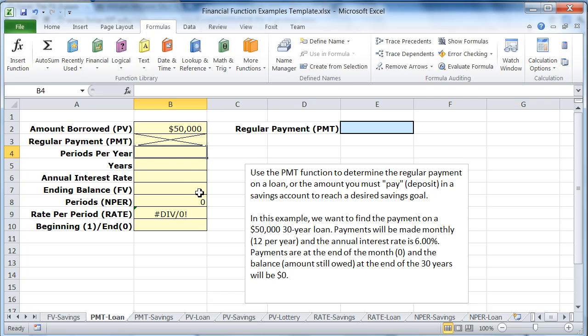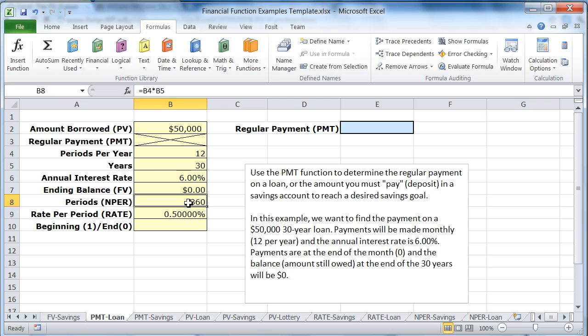The number of years is going to be 30, and the periods per year, we're going to do monthly payments. That's going to be 12 periods per year. And the annual interest rate is 6%. And most of the time when you pay off a loan, the ending balance is going to be 0.